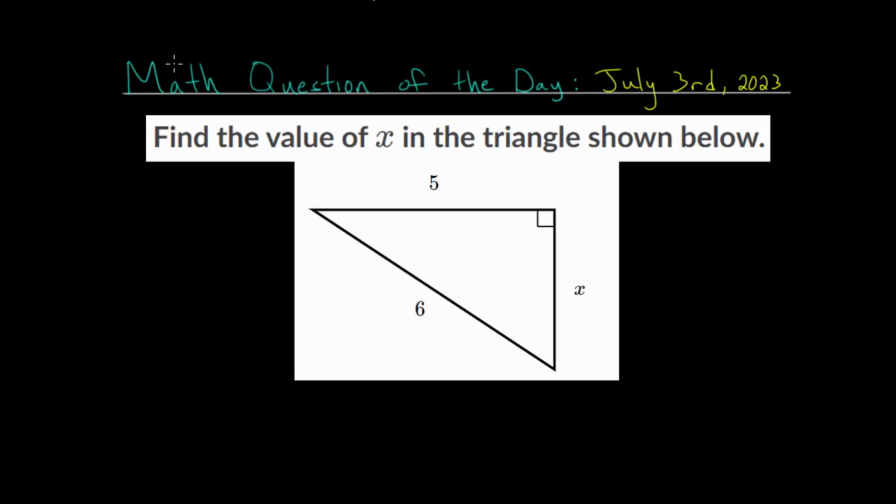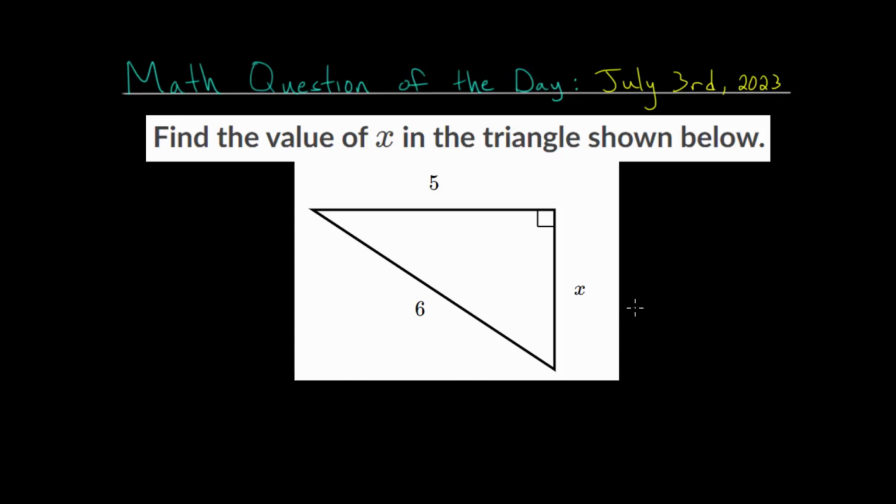In this video, I'd like to talk about the math question of the day for Monday, July 3rd, 2023. With this problem, we need to find the missing side length x in this right triangle here. Finding missing side lengths in right triangles, which involves the Pythagorean theorem, is often taught in grade school, maybe 6th, 7th, or 8th grade, though sometimes you might not see this till geometry once you get to high school.